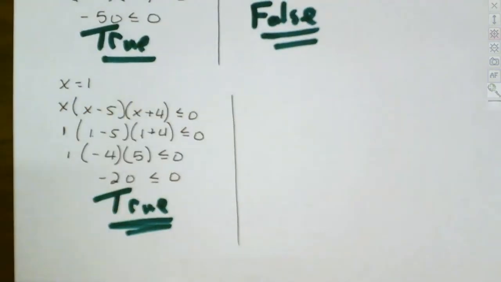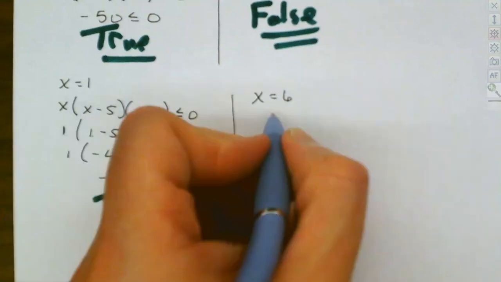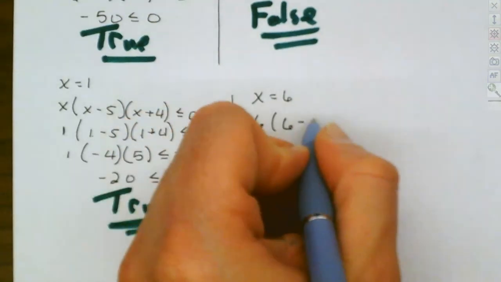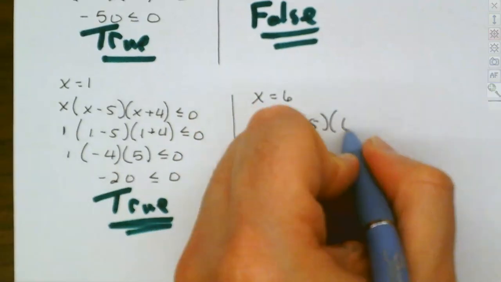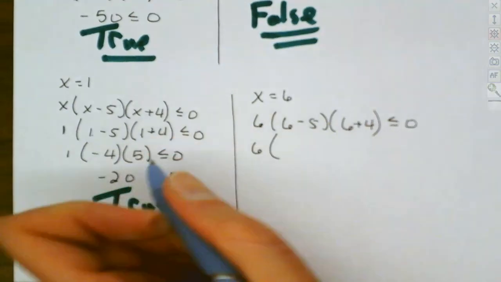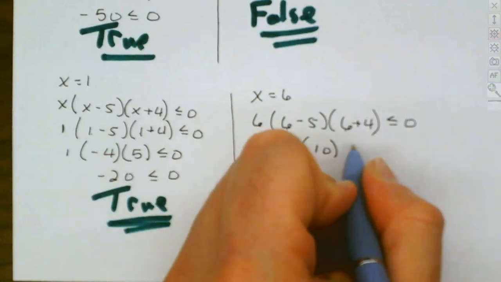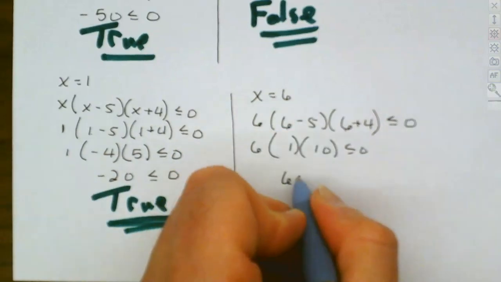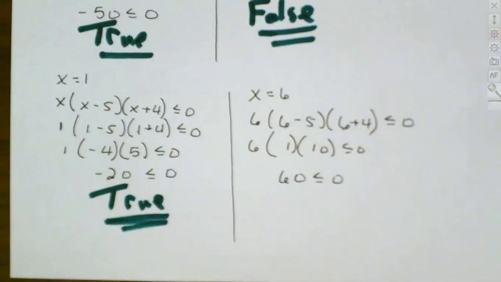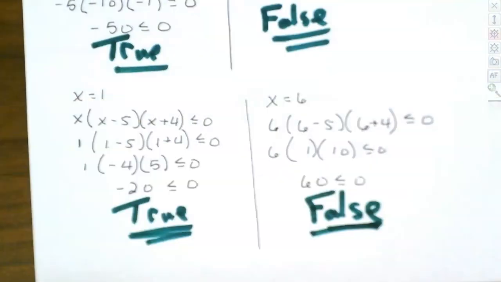And what about the last one? The last one, we're going to pick x equals 6. So we've got our inequality here, and we've got 6 times 6 minus 5 times 6 plus 4 is less than or equal to 0. So that's 6. 6 minus 5 is 1. 6 plus 4 is 10. That comes out to be 60. And is 60 smaller than 0? No, that is false. So that means this half is false.